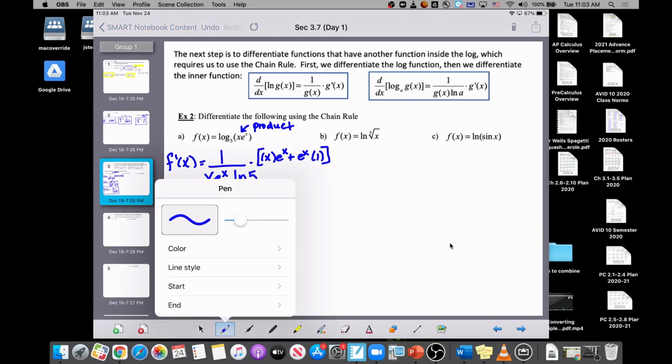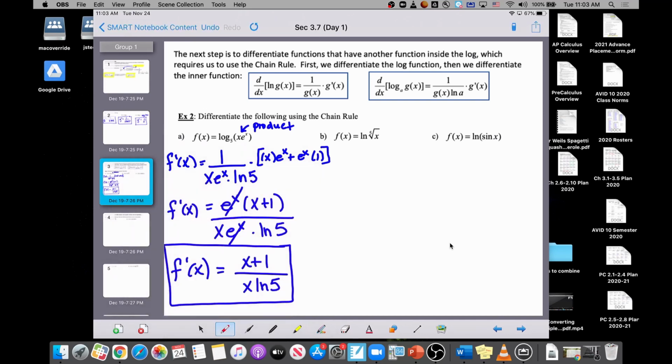Okay, let's take a look at example B. Before I begin, I am going to rewrite it as f of x equals natural log of x to the 1/5 power. Okay, so the stuff is the x to the 1/5 power. So when I do my derivative, my f prime of x is going to be equal to, and again, it's natural log, so in this case, it's just 1 over the stuff.